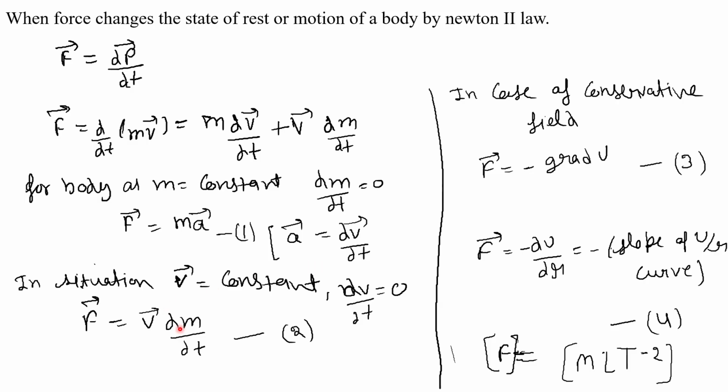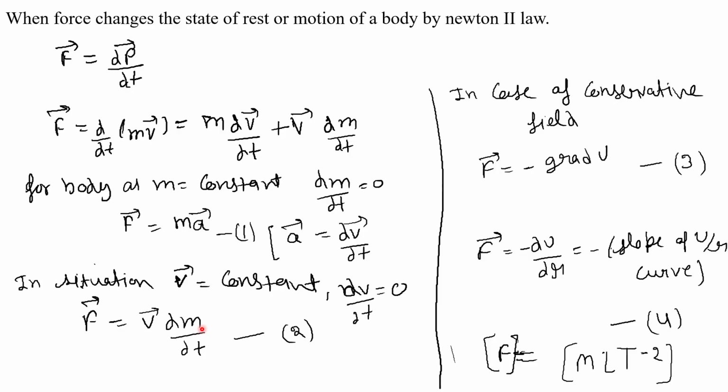In physics, we also have situations in which the mass of a body changes when the velocity of escape of mass is constant. In such situations, as v vector is constant, it reduces to F vector is equal to v vector dm by dt.